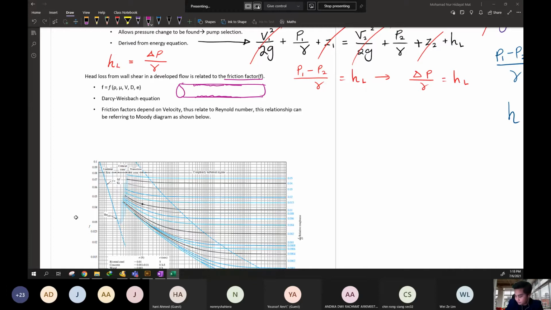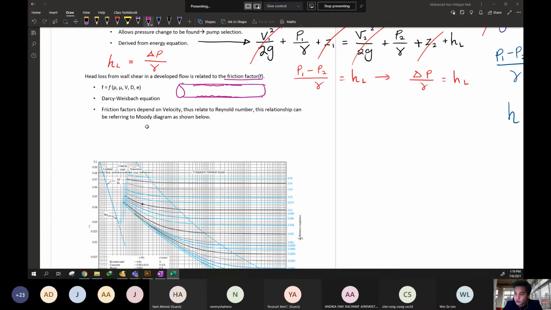From here, the friction factor can be related to a function of rho, the density, the viscosity, the velocity, the diameter, and the roughness height. This equation was discovered by Darcy-Weisbach. This person named Darcy-Weisbach discovered this kind of dimensionless parameter, and it was named after him.